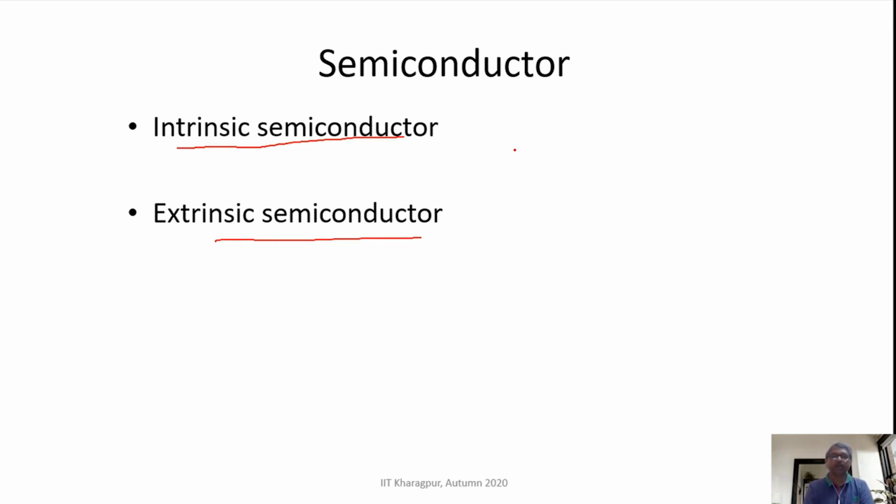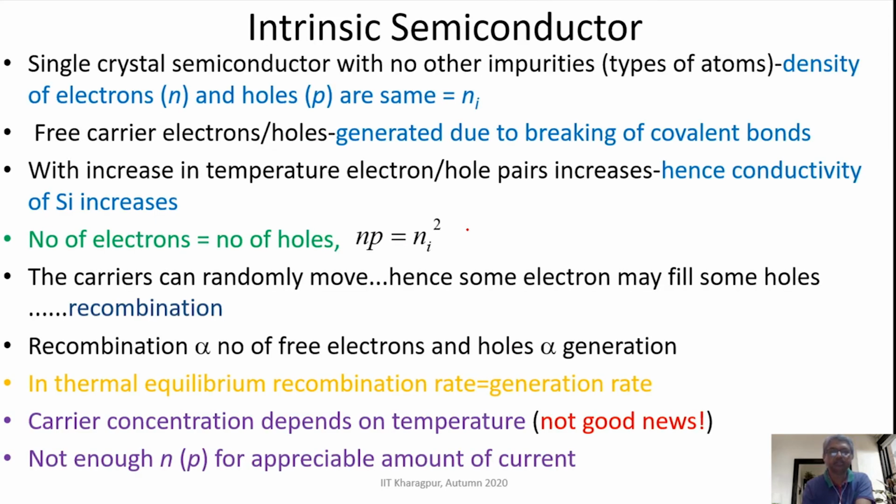For example, we can incorporate impurities in the form of phosphorus, in the form of boron. Phosphorus is a group 5 element that we will discuss in the next slide. Let's go through the intrinsic semiconductor first, then we will discuss the extrinsic semiconductor. So in case of intrinsic semiconductor, as I mentioned before, there are no other impurities, and the density of electrons or holes is the same, and that is usually represented as Ni.